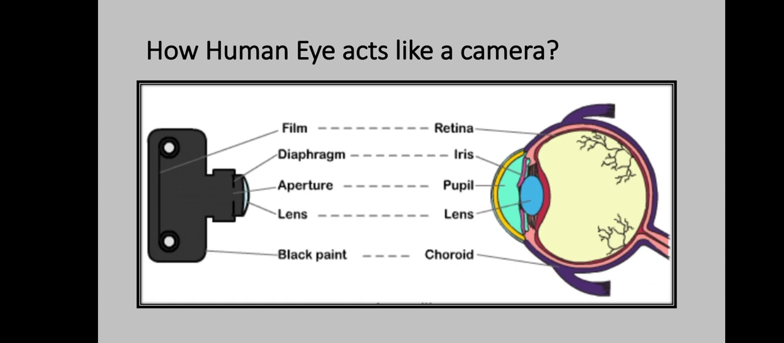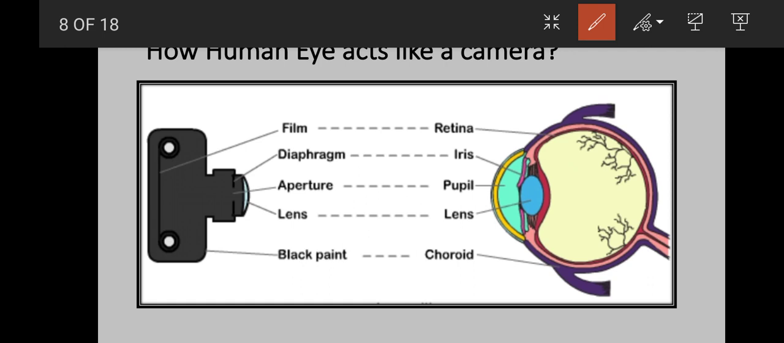How does the human eye act like a camera? As I have just told you, a lens is common in both the camera and the eye. In a camera, the lens can be zoomed in and zoomed out according to the location of the object to form a sharp image on film, and in the eye, the focal length of this lens can also be adjusted to form sharp images on the retina.